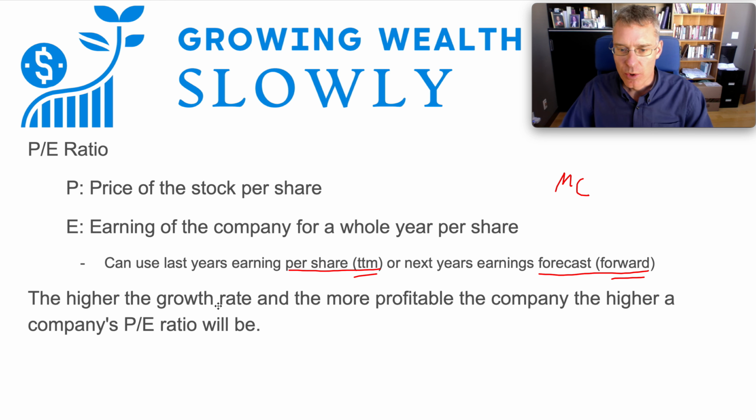Companies that have higher growth rates, that have greater profitability, are going to have higher P/E ratios in general. So if a company is growing the earnings 20% per year, they'll have a higher ratio than if the company is just growing at 10% a year.